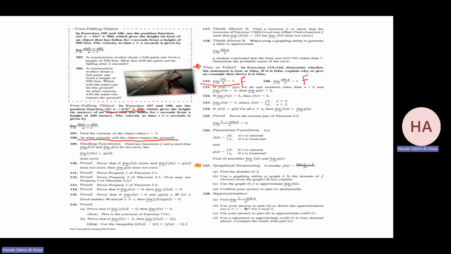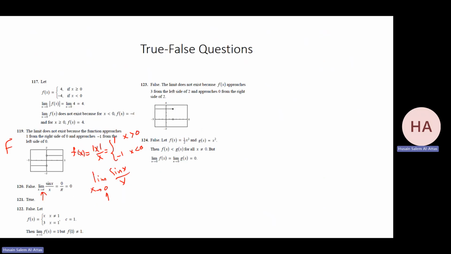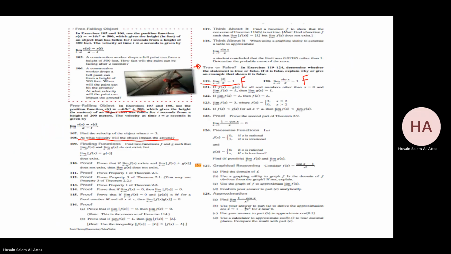121, f of x equals g of x for all real numbers other than x equals 0, and the limit of f of x as it goes to 0 is equal to L. For sure, the limit of g of x as it goes to 0 is equal to L. We agreed if they differ in only 1 point, then their limit should be the same. So this is true.